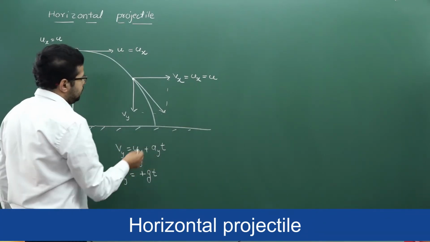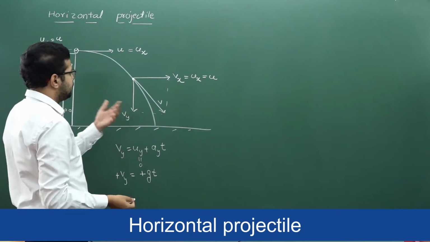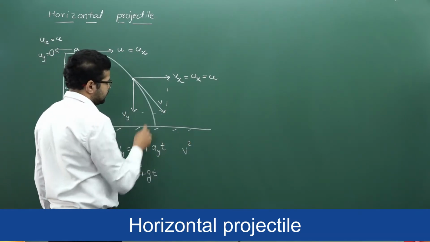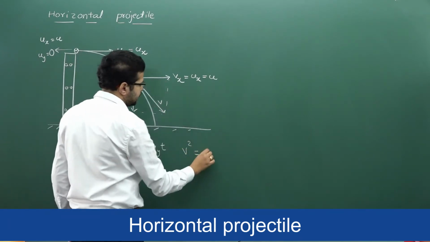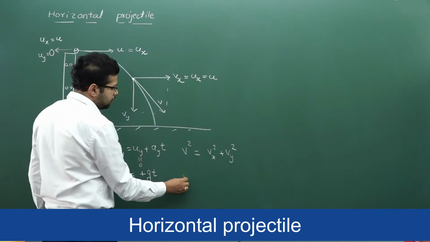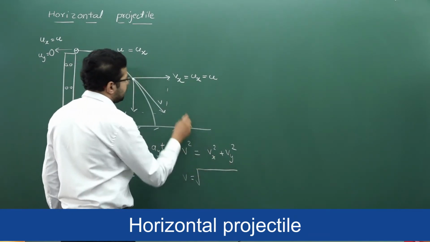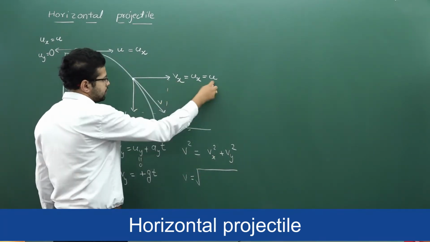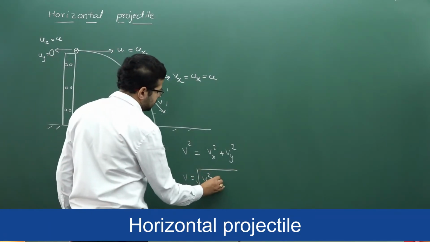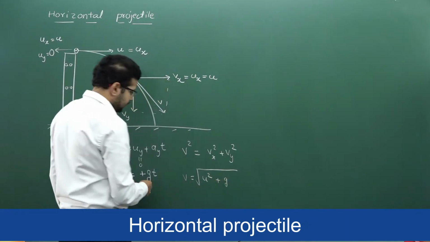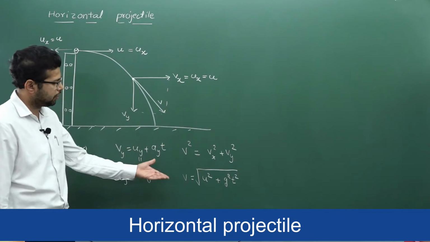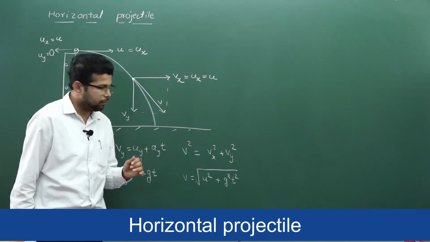And if we want to calculate the velocity of the projectile at any moment, v can be calculated like this: v square equals Vx square plus Vy square using Pythagoras theorem, or v equals the square root of Vx square plus Vy square. What is Vx? It is u, so u square plus Vy square. What is Vy square? Vy is gt, so g square t square. The velocity at any moment can be calculated using this formula, v equals the square root of u square plus g square t square.